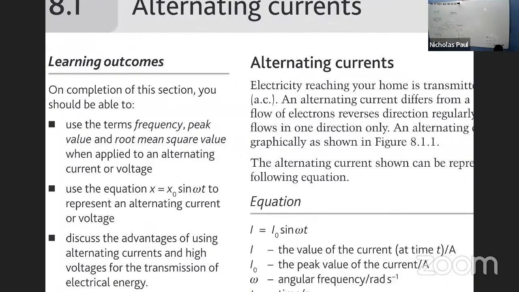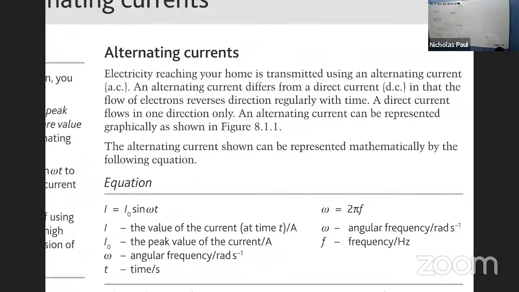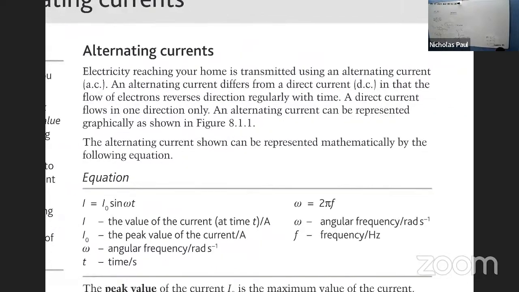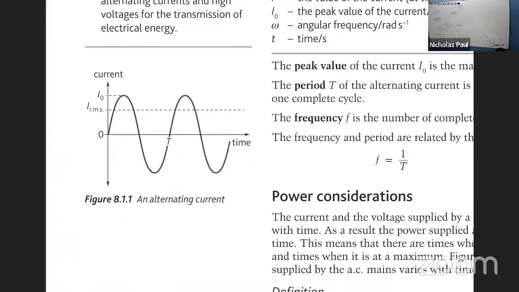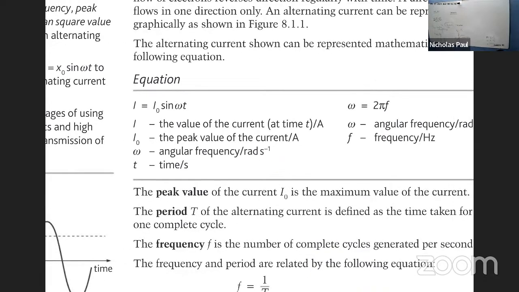Right. So alternating, we have an idea of what the alternating current looks like. We know it looks like this here, right? Whatever graph is that? Sine graph, right? And here we have the general formula for alternating supply: I is equal to I naught sine omega t. Omega is 2 pi f. Omega is what we call the angular frequency. T is time. I naught is the peak value.